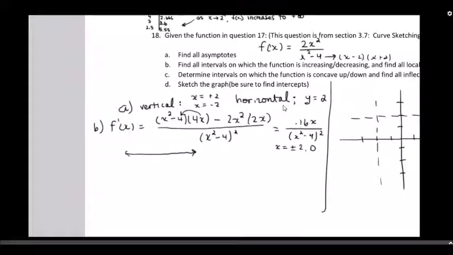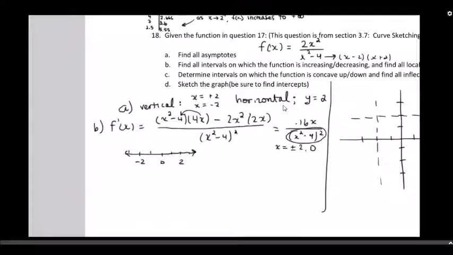If I plot those on a number line and then test values, I could do a test value right here of negative 3, negative 1, positive 1, and positive 3. Those could be my test values. Now the nice thing about the denominator, let's go back over here to the function.